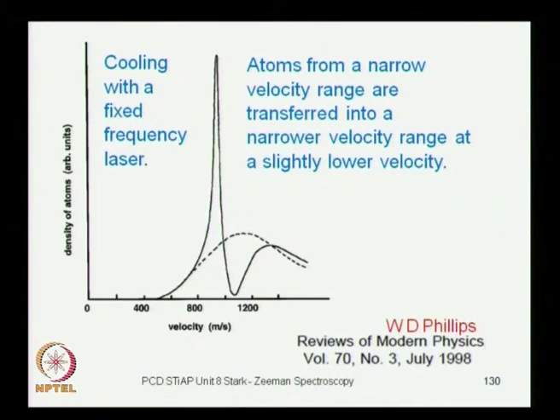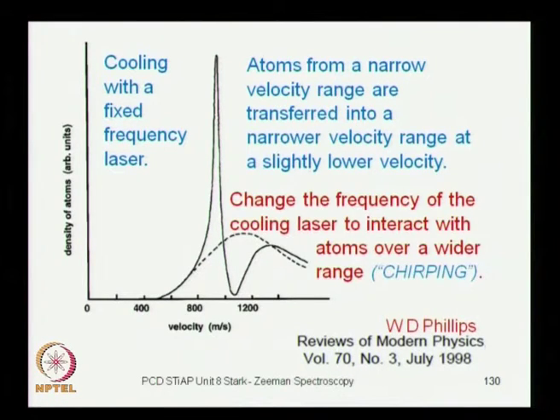Using the repumper, he was able to get a good amount of laser cooling achieved. What essentially is happening is that atoms from a very narrow velocity range are transferred into a narrower range, and you do it gradually, step by step, till you really achieve a lot of cooling. Chirping is one way of doing it. Adjusting the frequency of the cooling laser so that the cycling process is enabled is one strategy, which is the chirping technique.